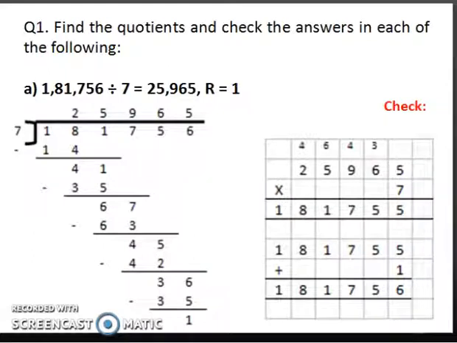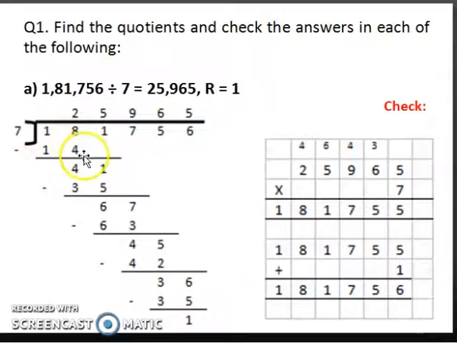So let's start. Write exercise 2.5 in the middle, leave a line, write question number 1: find the quotient and check the answers in each of the following. Here, part A I have written here, children. It is 1,81,756 divided by 7. So I made the division box, as you can see here. Divisor is my 7. Dividend is 1,81,756. And I start division.